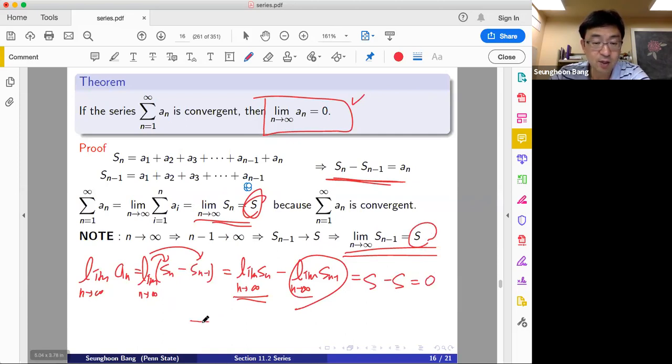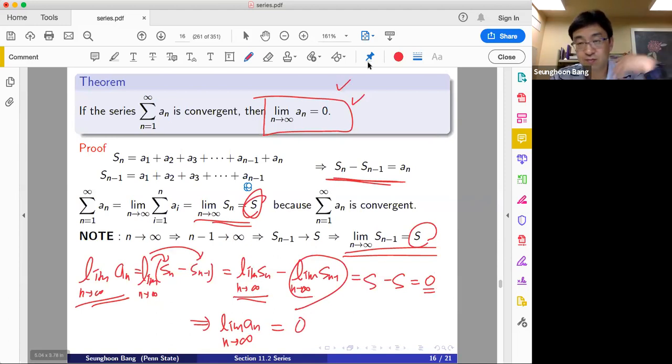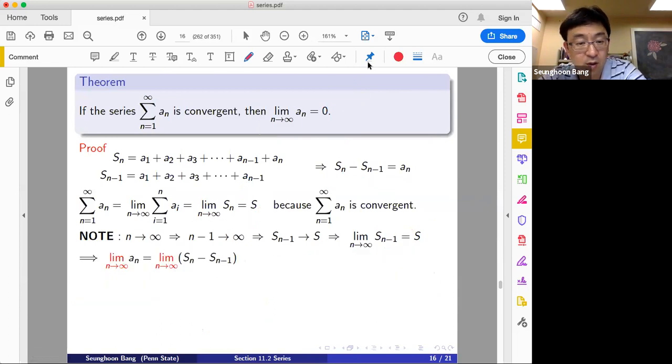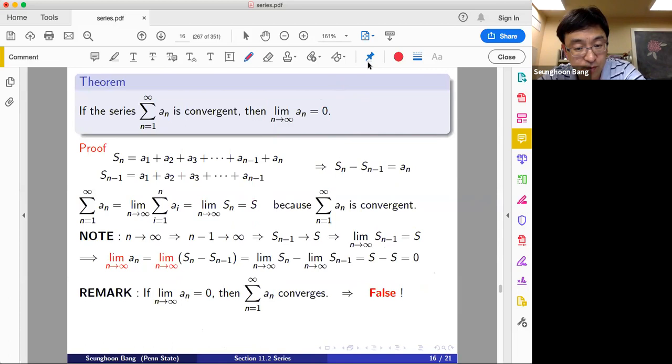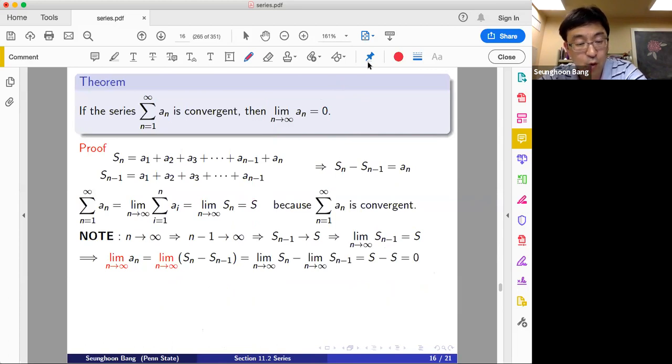Do we have this conclusion? What's the conclusion? The limit of a_n, as n goes to positive infinity, equals 0. That's it. This is true. This is true. Right? So this is true.